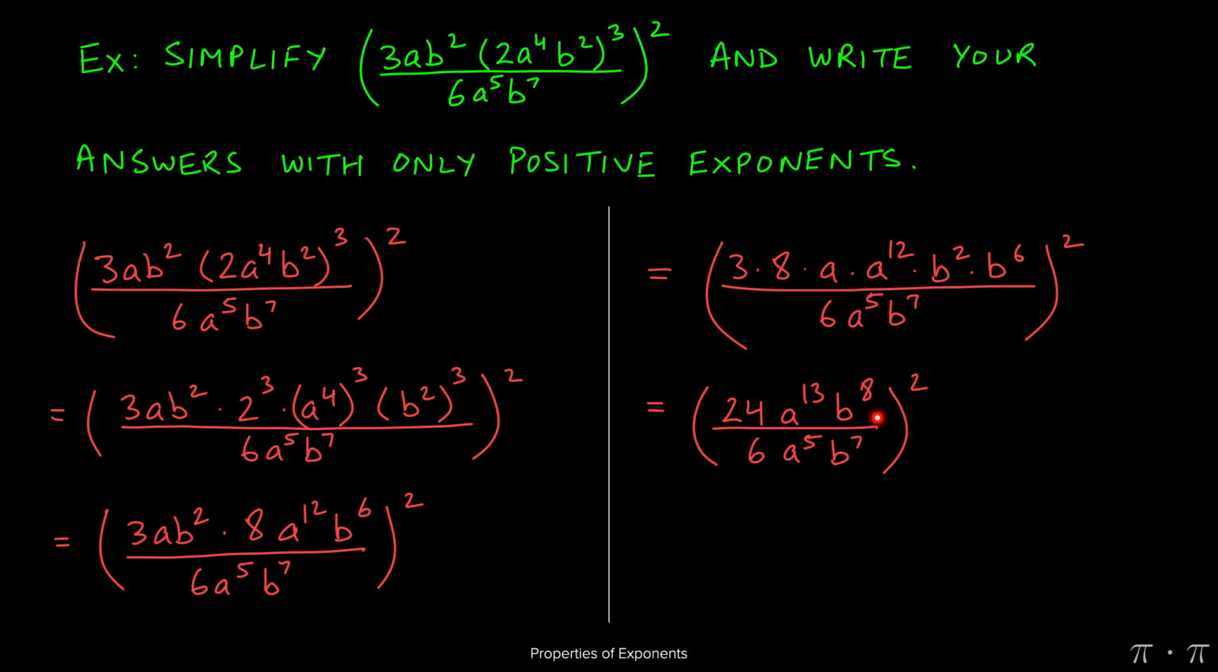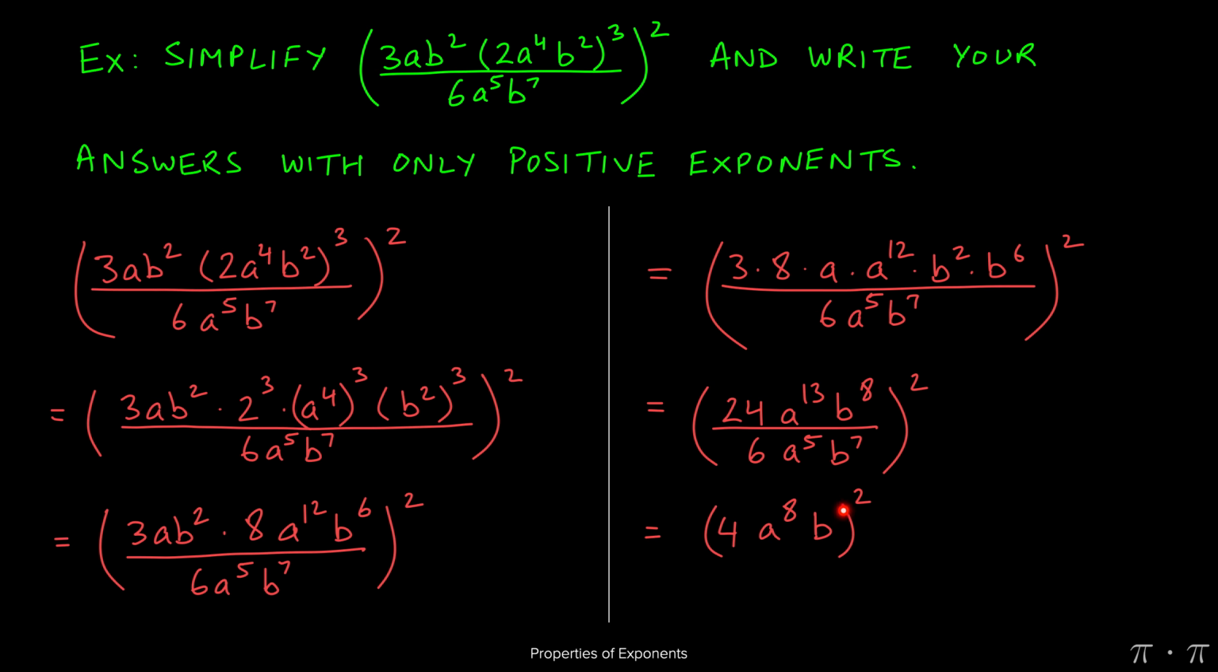Now here, nothing in the numerator by itself and nothing in the denominator by itself can be simplified or combined, so now we start looking for the quotient rule. So 24 divided by 6 is just going to give us a 4. Since bases are the same here and we're dividing, we can subtract the exponents. 13 minus 5 will give us 8, so we get a to the 8th. B to the 8th divided by b to the 7th will be b raised to the 8 minus 7, which is just 1. So you're just left with b or b to the first power.